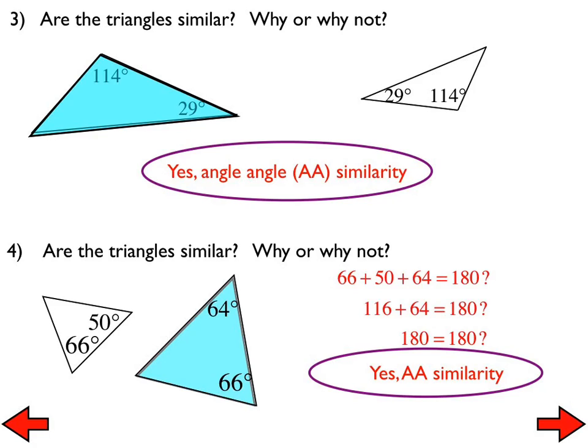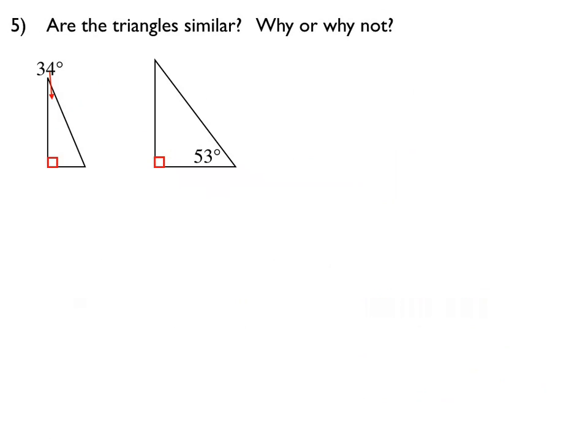All right, so I want all of you right now to try number 5, 6, 7, and 8. We'll shoulder partner what we have, and then we'll go through those. Go ahead and do 5, 6, 7, and 8.